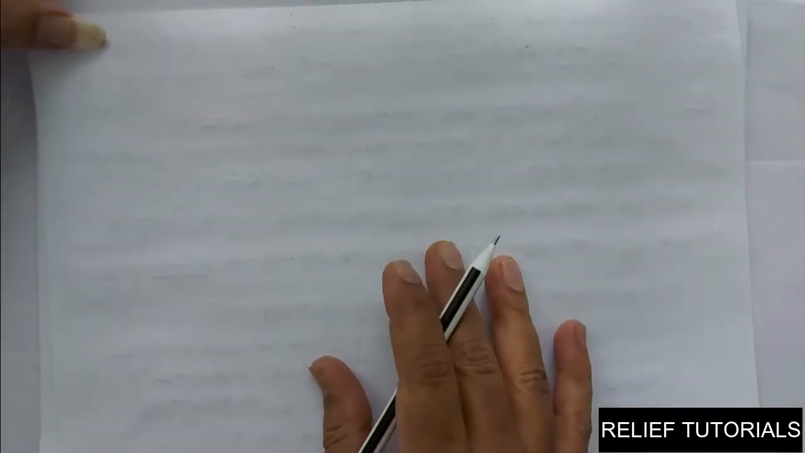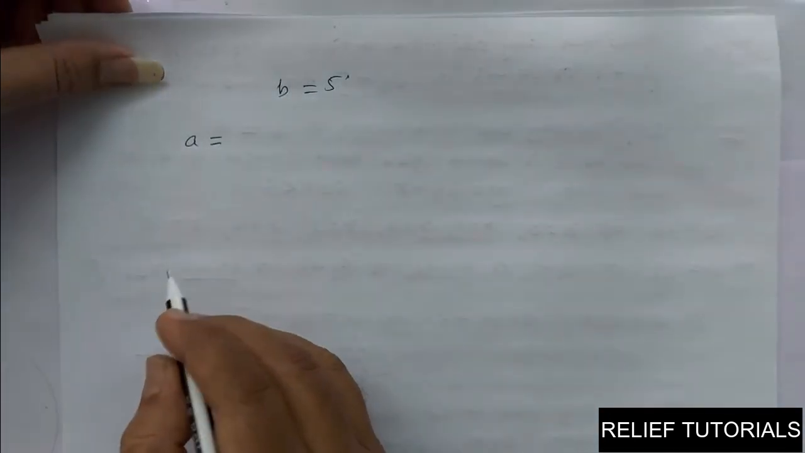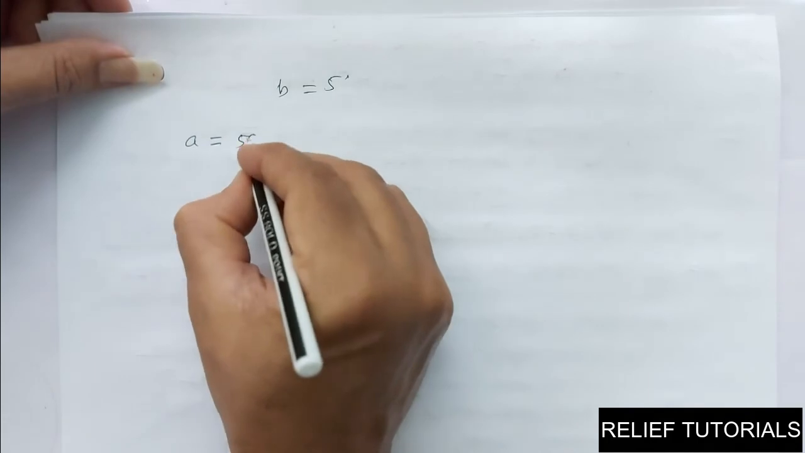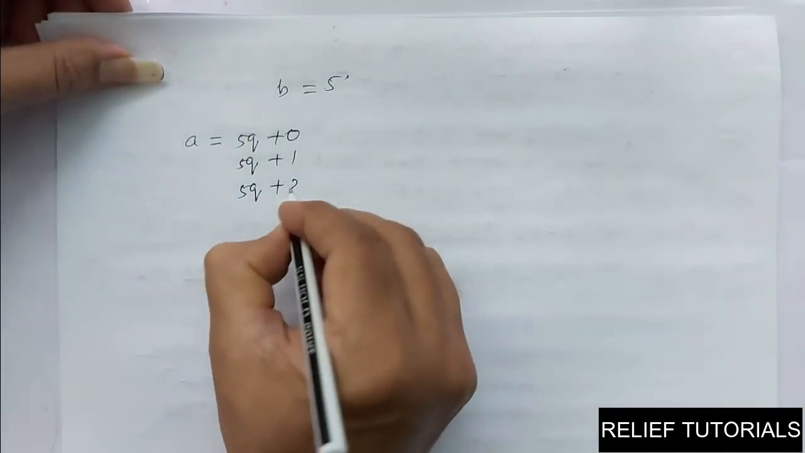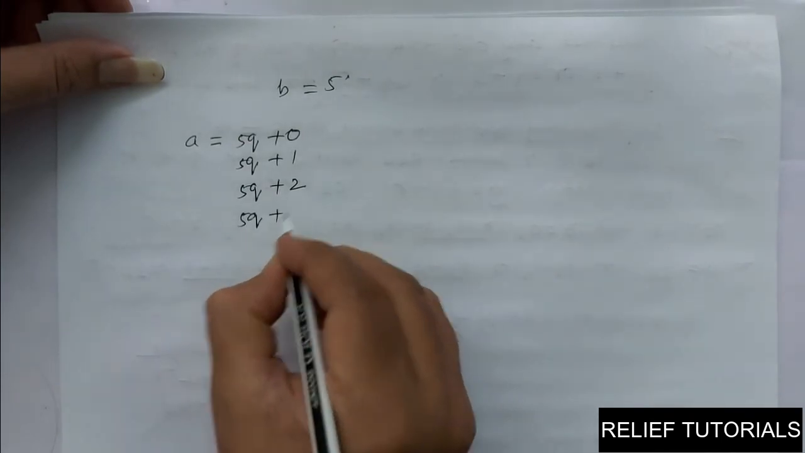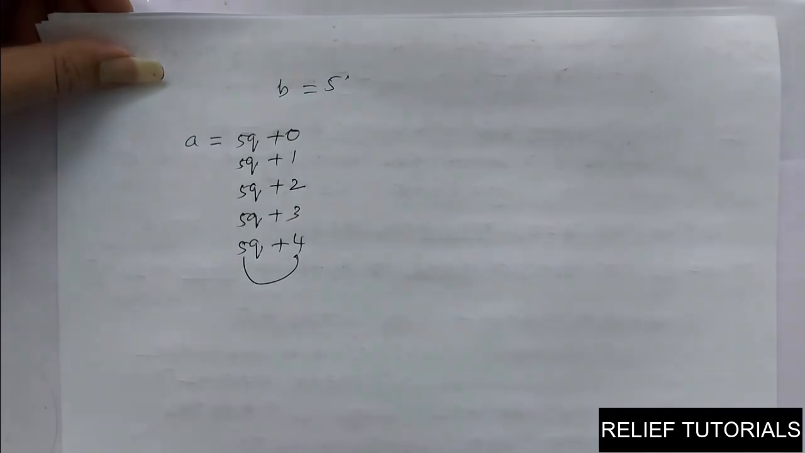Now remaining, if I say B is equal to 5, then how will you write A? A is equal to BQ plus R. So 5q plus 0, 5q plus 1, 5q plus 2, 5q plus 3, 5q plus 4. 1 less, up to that you have to reach.